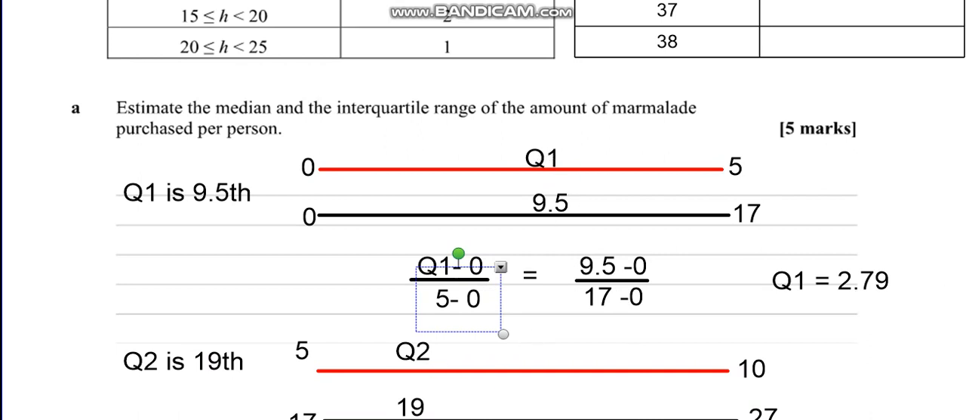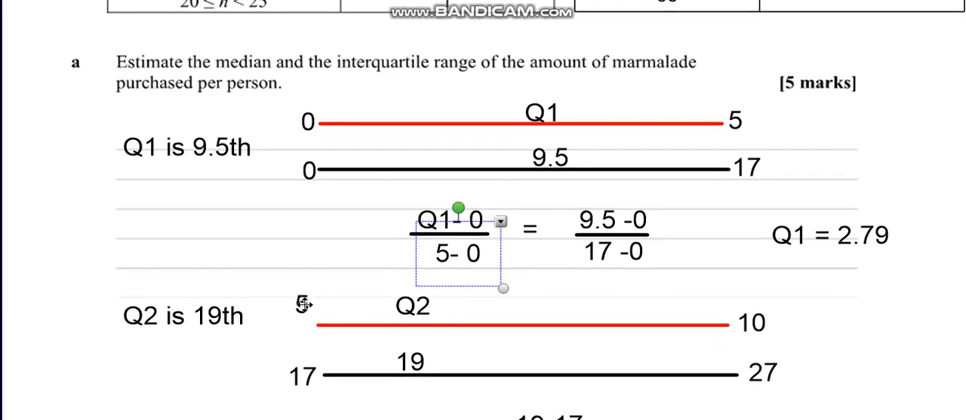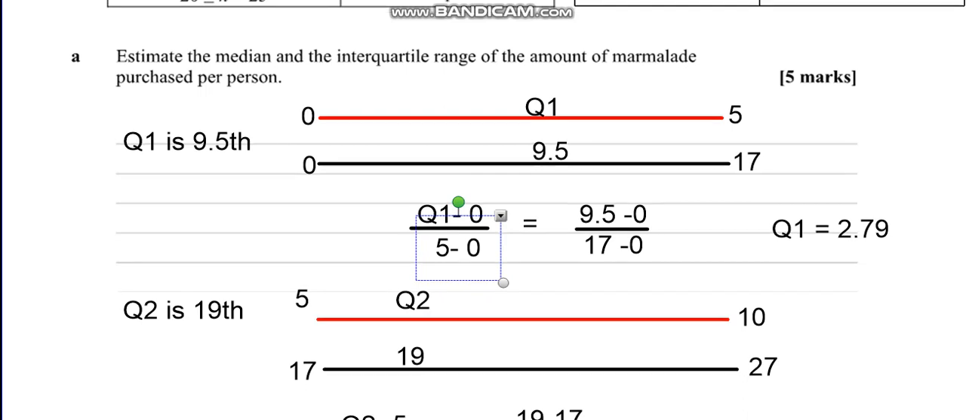Exactly the same with Q2. Q2 is in the class that goes from 5 to 10. And we know that that starts at 17 and goes up to 27. It's 10 wide. 19 is close to 17, so I'm putting it this end. So Q2 is going to be closer to 5 than 10. So same idea.